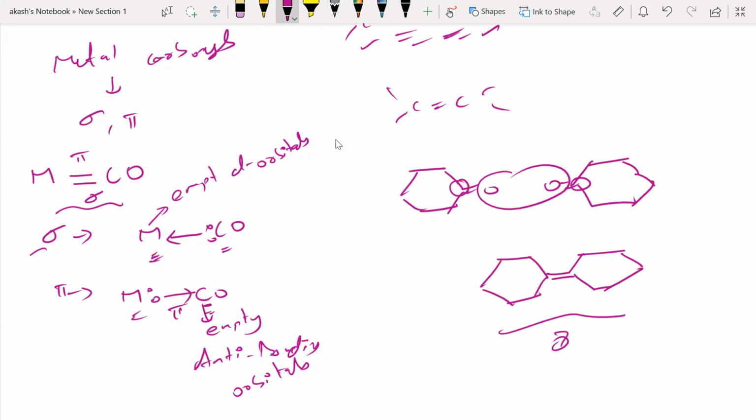This is a very small trick, exactly the opposite trick of how we get the product, and do the opposite to get the reactants. Very simple. All right.